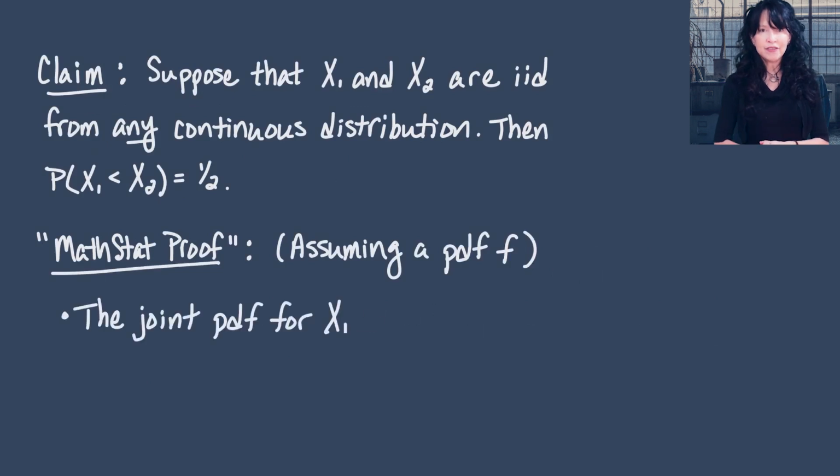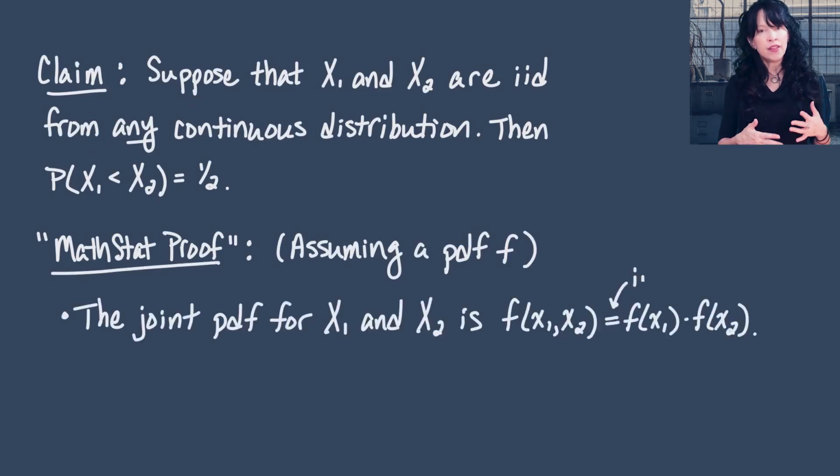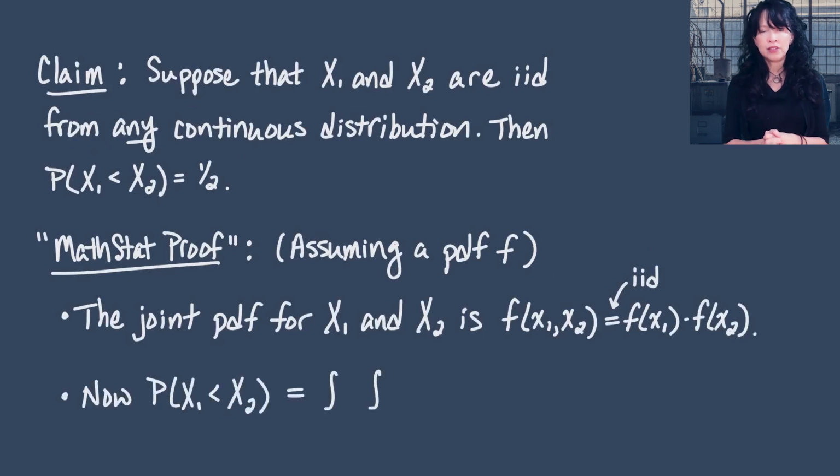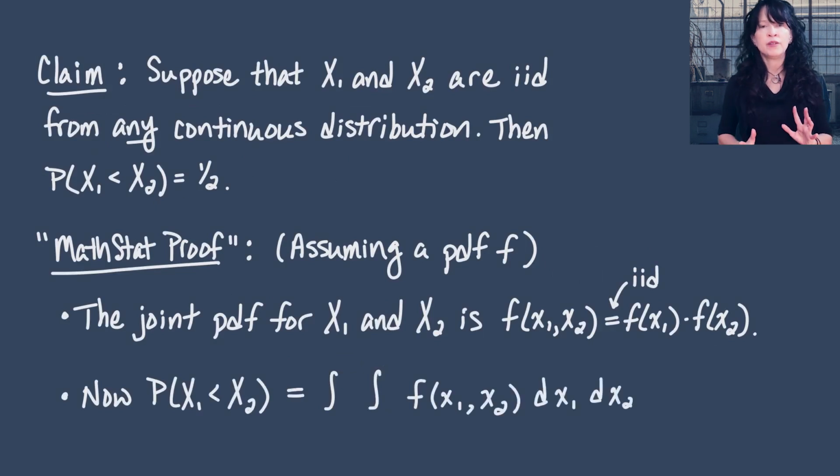The joint PDF for capital X1 and capital X2, I'm going to call this little f of little x1 and little x2. And because they are IID, this is just a product of the individual PDFs, which each involve the same function, one with little x1 plugged in and the other with little x2 plugged in. To compute the probability that capital X1 is less than capital X2, one way to do this is to integrate the joint PDF over the appropriate region. So I'm going to integrate dx1 and then dx2. You can do this the other way around. But the way I have it, I am going to come up with the appropriate limits of integration now.